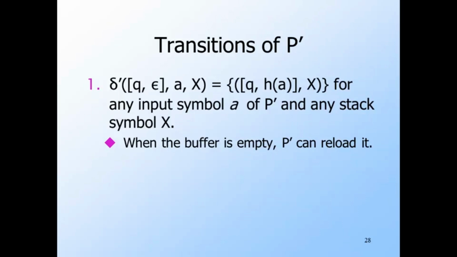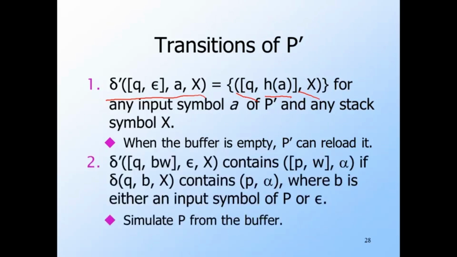Formally, delta prime of Q, epsilon, A, and X has one choice. It can remove the A from its input. Again, remember A is not empty. Place H of A in the buffer and leave its stack and state unchanged. Note that H of A might be empty, in which case the buffer remains empty, but it is also possible that the buffer now contains one or more of P's input symbols. P prime also has the option to ignore its own input and simulate P as if P's input were whatever is in the buffer.